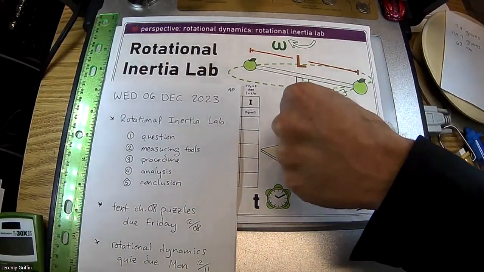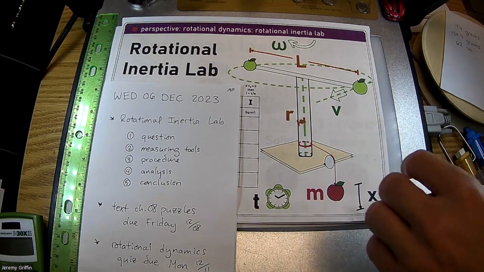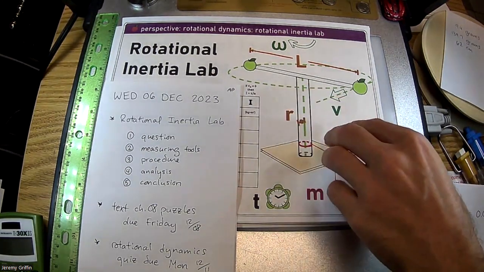If I grab it in the middle and rotate back and forth, ooh, I feel some resistance to change in motion. Oh, that's like inertia. It's rotational inertia. How much rotational inertia? Can I quantify that? And what would the units be? Maybe kilogram meter squared, something like that. That's what we're going to find out empirically.